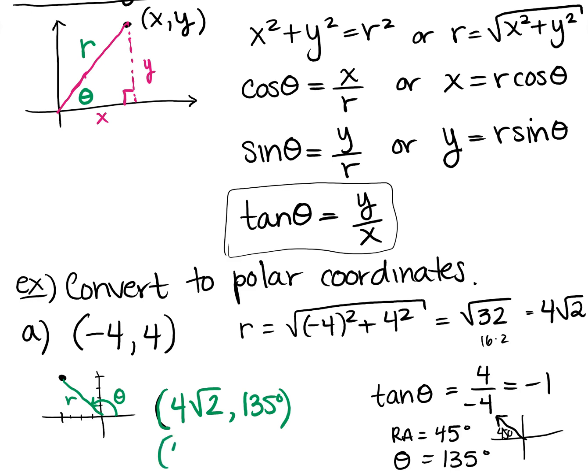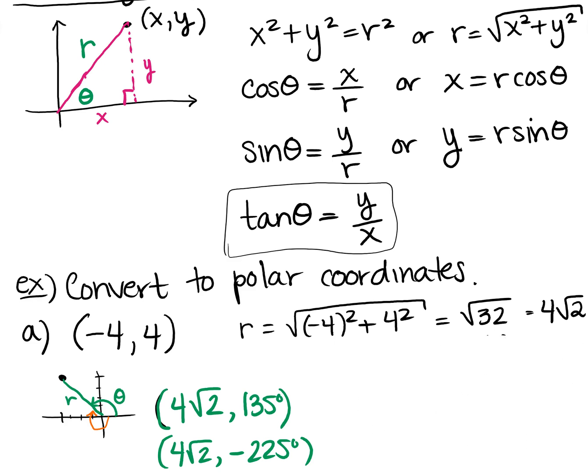Well, I could have done 4 root 2 and then a -225 degrees, right? If you think about that, what is this angle right here? That's 180 plus 45, so that's a -225 degrees. Or we could do it in radians, right? 4 root 2, 3 pi over 4.